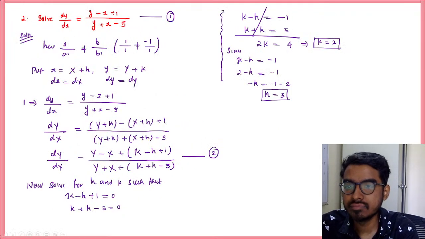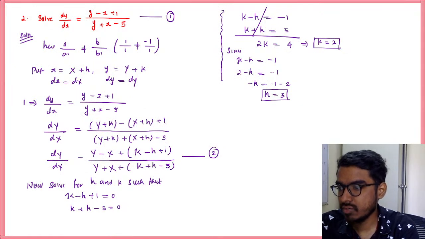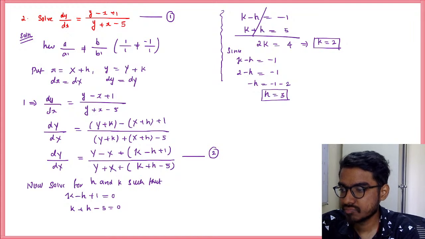Is it clear? Very easy, right? So whenever you have dy by dx equal to (ax plus by plus c) form, you have to follow this method. Very, very simple problems. Any doubt on the third problem?